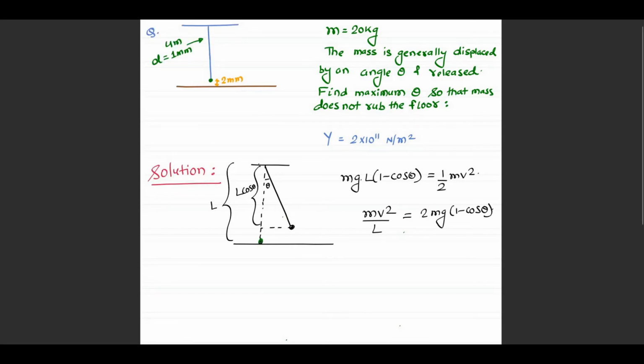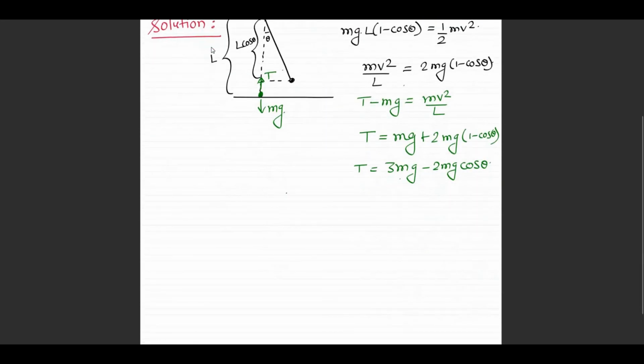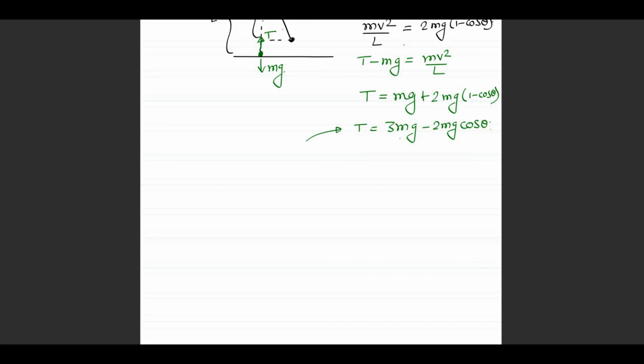At the lowest point, if you look at the FBD of this body, there will be a tension in the upward direction and a mg in the downward direction. Since it is doing circular motion about this fixed point, almost a circular motion, because the change in length of the string is very negligible, so I can assume it's still a circular motion. So I can write T minus mg is the required centripetal force. And instead of mv square by L, now this is the tension level.